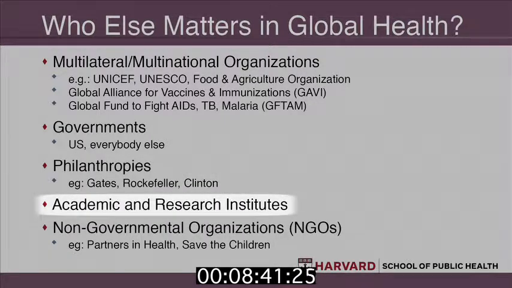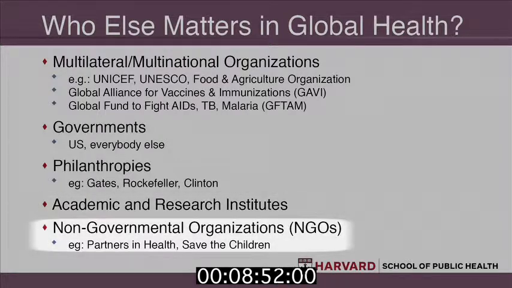A lot of academic and research institutes are involved in global health around the world and in the United States, including the one from which I'm speaking to you today, Harvard School of Public Health. And there are many non-governmental organizations in the United States and elsewhere that are active in global health, including organizations like the Red Cross, Save the Children, and many others, and we'll look at some examples of those in a couple of minutes. That's been a brief tour of who is active in global health in terms of organizations and institutions outside the United States, and how the United States participates in these institutions.